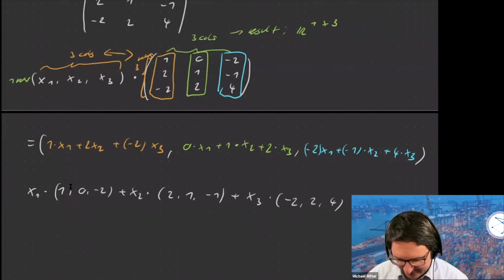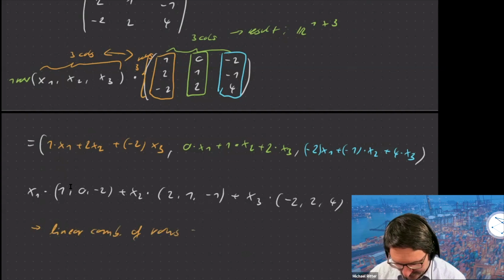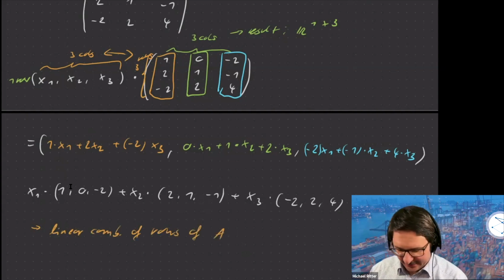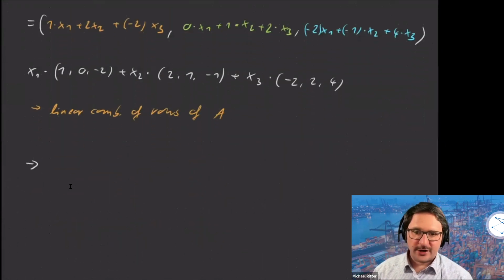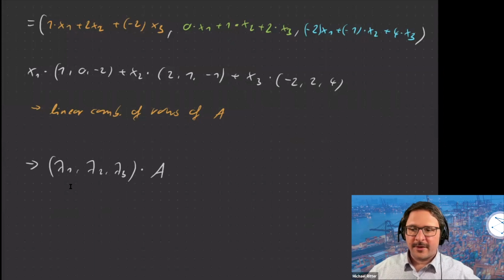And that means what we have here is a linear combination of the rows of A with coefficients x1, x2, x3. So the specific linear combination that we want, with coefficients lambda 1, lambda 2, lambda 3, is just given as (lambda 1, lambda 2, lambda 3) times A. Okay, let's see what questions you have about those first two.